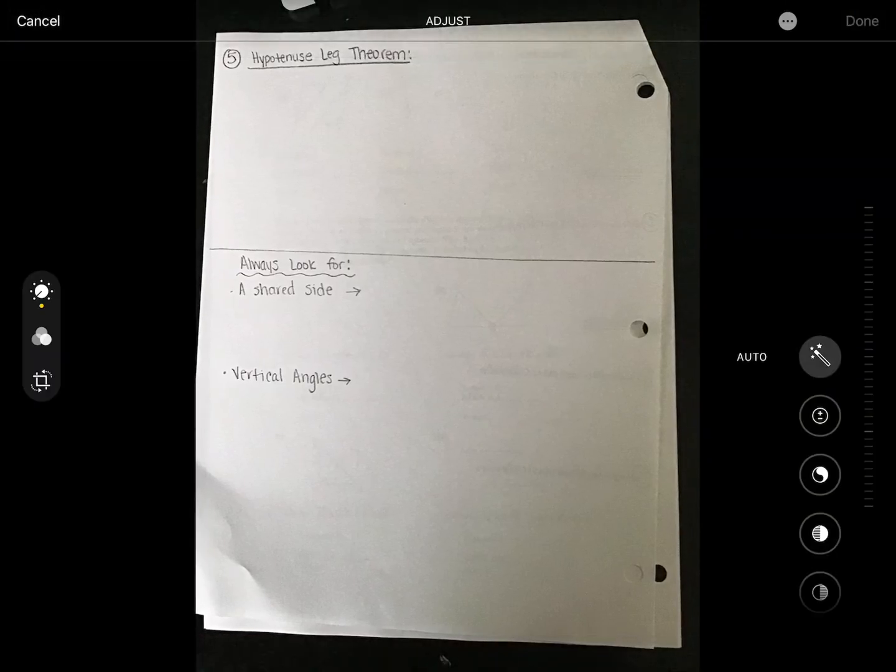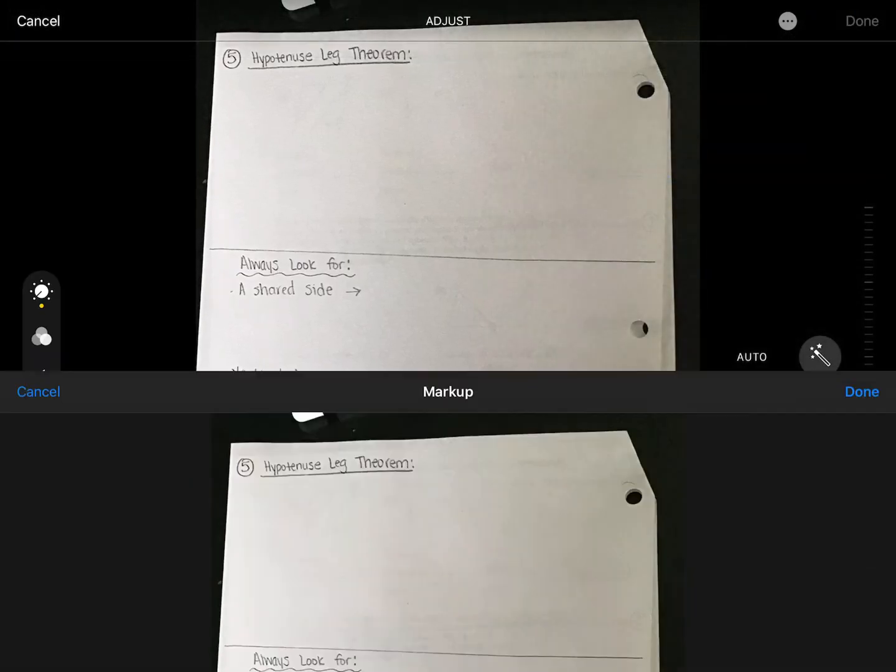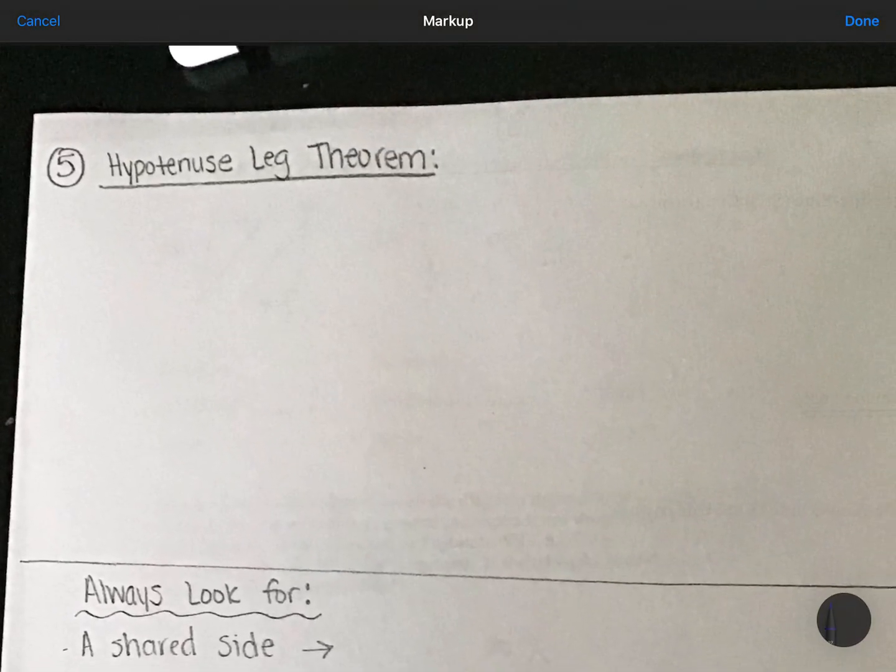And we are going to talk about hypotenuse leg theorem. This is the 5th way to show triangles are congruent. There are only 5 ways to show triangles are congruent. Hypotenuse leg theorem, also known as HL, you can definitely abbreviate that as HL. It has to have 3 things.